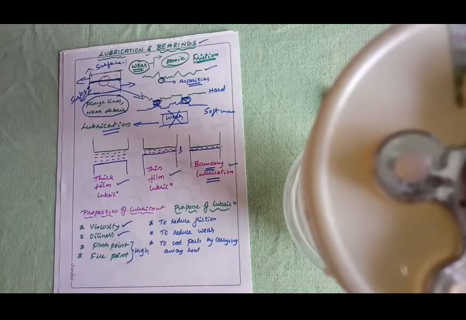And oiliness. This is a kind of property which refers to the surface tension and slipperiness. It should be able to maintain a film between the rubbing surfaces, so that is called oiliness.